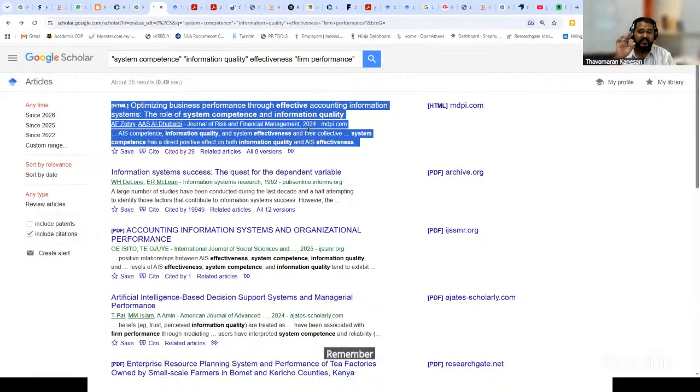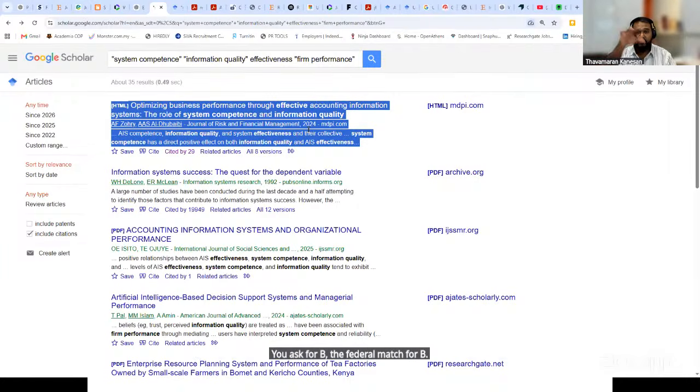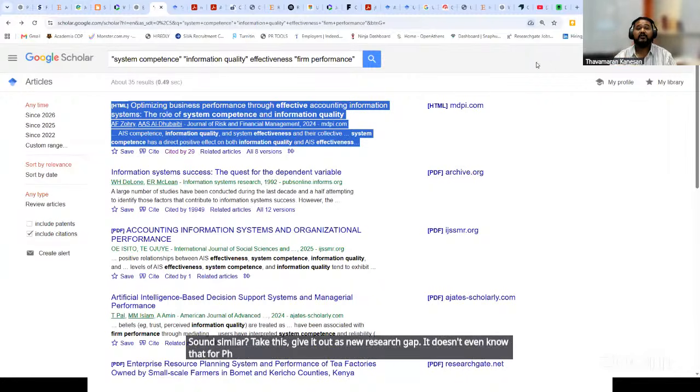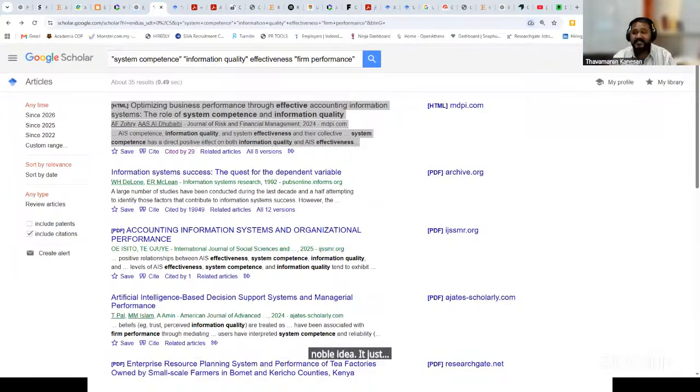Remember when I said it's statistical matching: you ask for A, the flow goes and matches for A. You ask for B, the flow goes and matches for B. If the flow has the answer, it will give you. If it doesn't have the answer, it will lie. The answer was there. You ask for a research gap, the flow checks, sounds similar, takes this, gives it out as a new research gap. It doesn't even know that for a PhD, you need a legit novel idea. It just flushes out a fake research gap. So when I say fake research gap, this is a fake research gap.